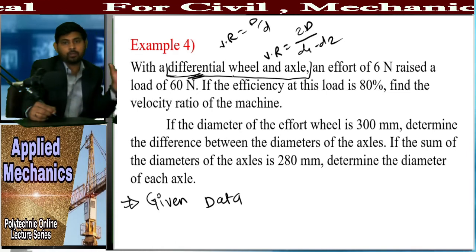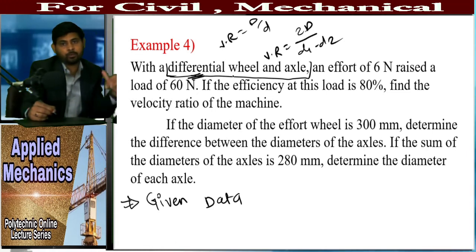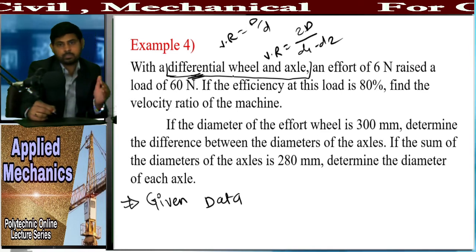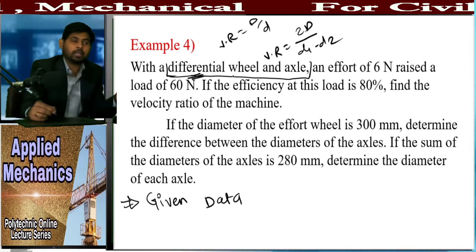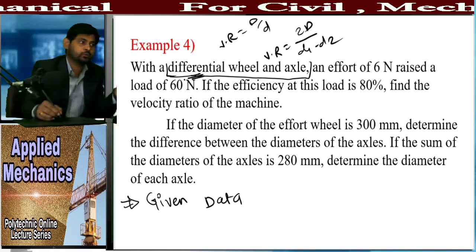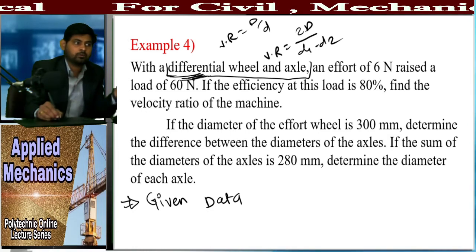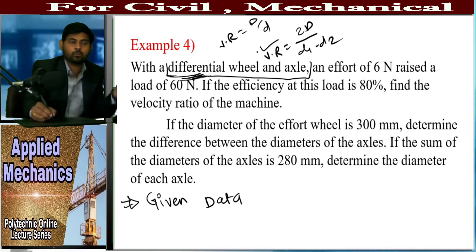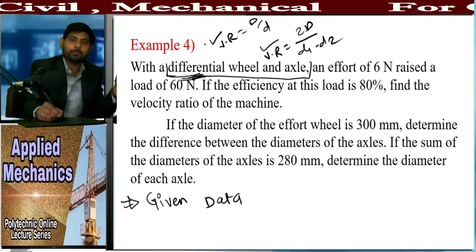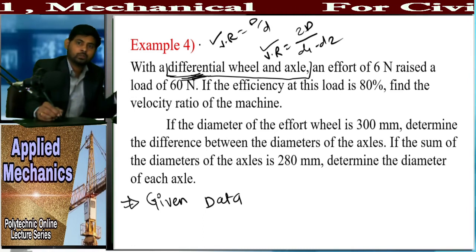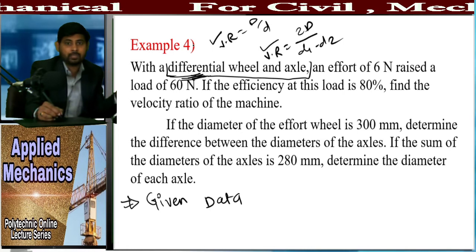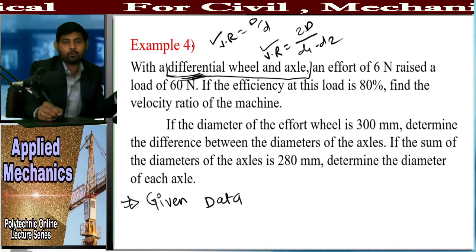That's why I always told you to read the problem carefully, because here we have taken one bit and after that a problem based on it, but in your examination they are not following the sequence. They suddenly ask any problem, so you have to read that problem carefully. If using the differential wheel and axle, then you have to use this formula. If using simple wheel and axle, you have to use this formula. If velocity ratio is directly given, then whatever the remaining terms are, you have to find them out.